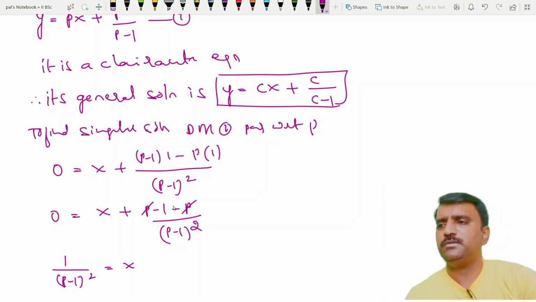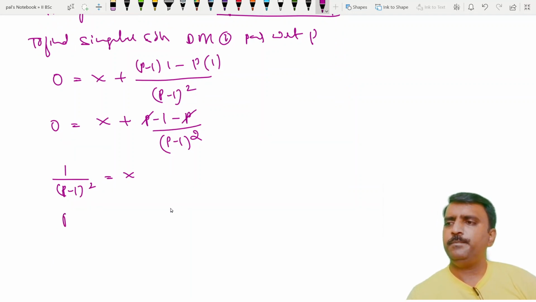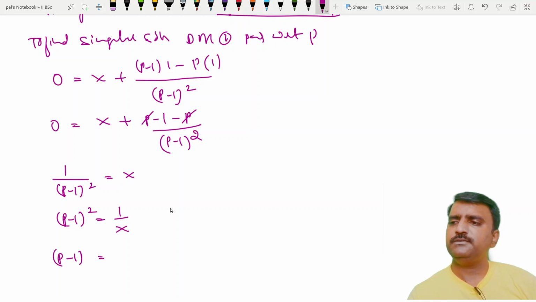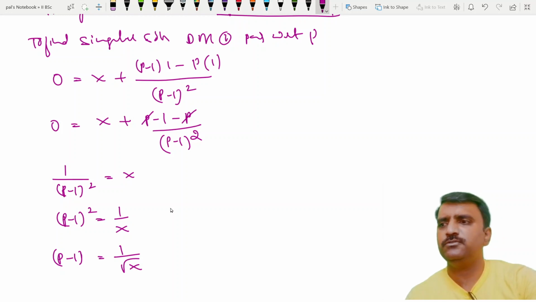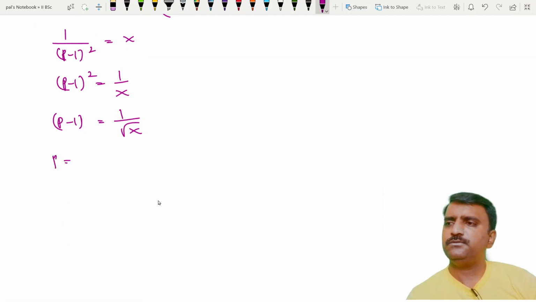Taking reciprocal on both sides, because our intention is to find the value of p, (p minus 1) whole square is equal to 1 divided by x. Again p minus 1 is equal to 1 by square root of x, plus or minus you can take, if you want, otherwise take the positive value. So then p is equal to 1 plus 1 by root x.